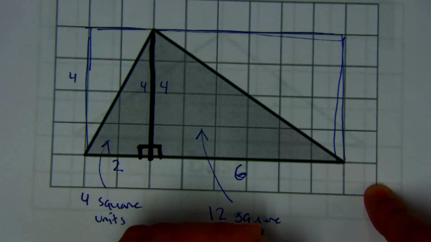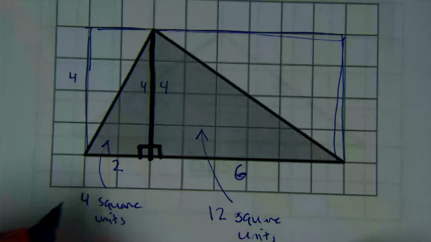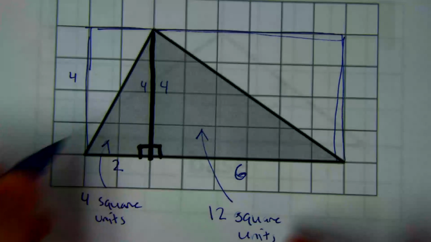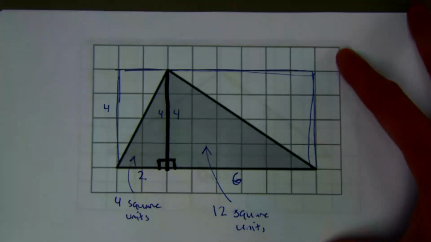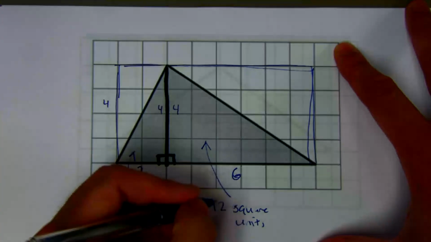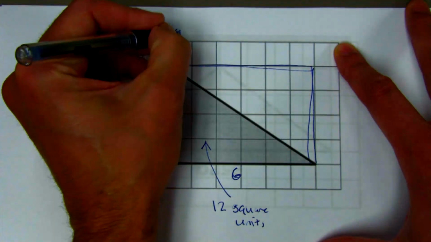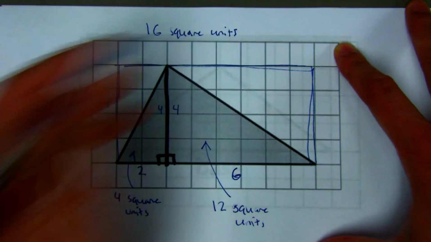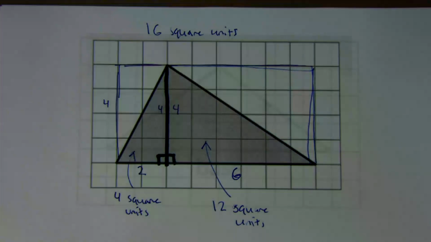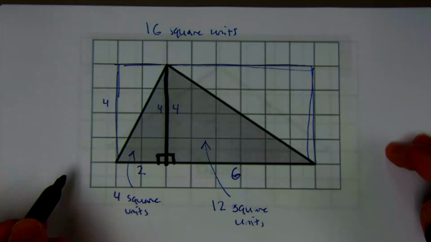I'm losing ink here. Uh-oh. So the entire triangle would be 4 square units plus 12 square units. So the entire triangle here is, zoom in again, 4 plus 12, 16 square units. Now wait a minute, because the triangular space, the shaded space, is 16 square units.